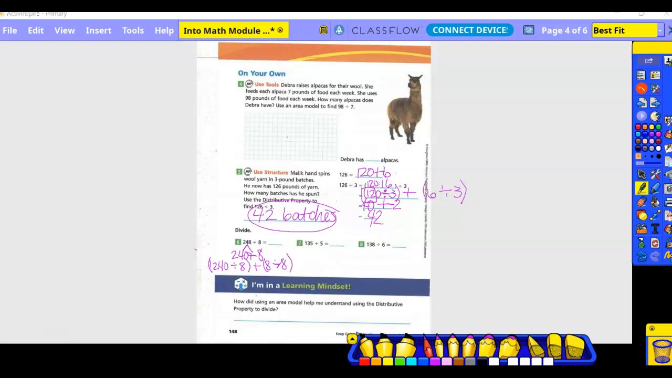Okay. I put 24 in my box. 24 divided by 8 is 3. Add a 0. Plus 8 divided by 8 is 1. So 30 plus 1 is 31. So like I said, you guys are going to do 4, 7, and 8 with your partners. I'll check it, and then you can work on your homework.